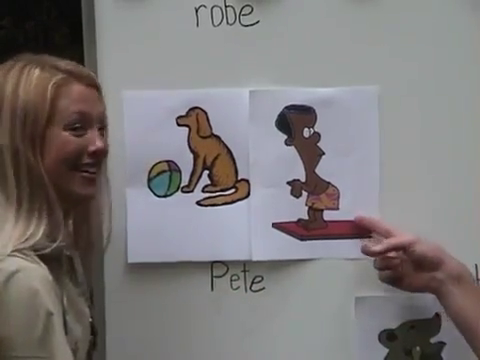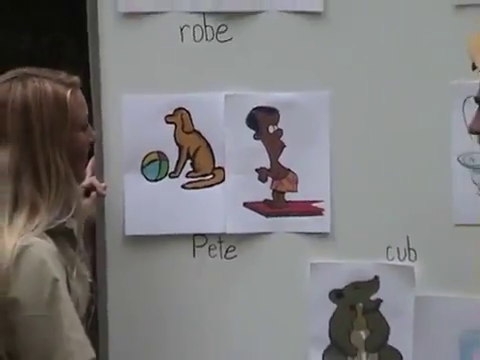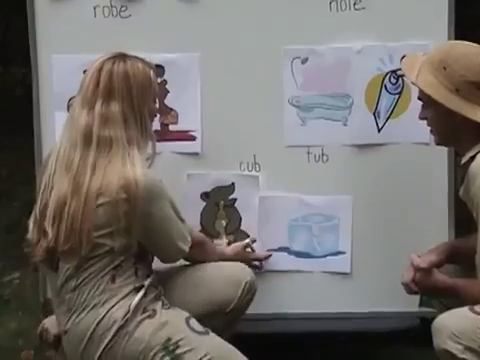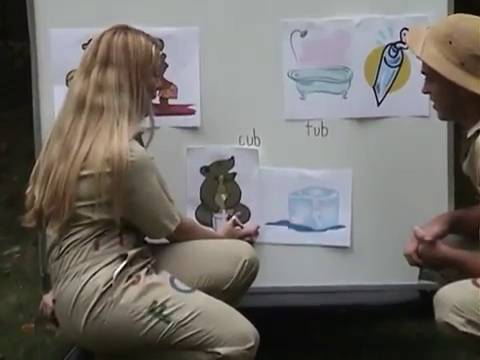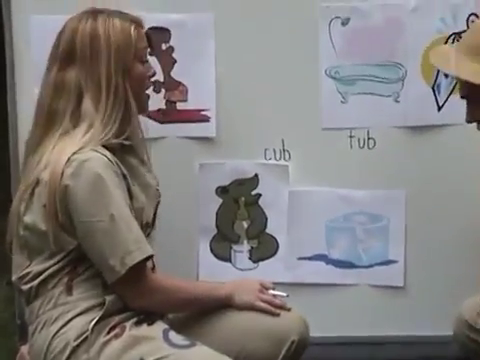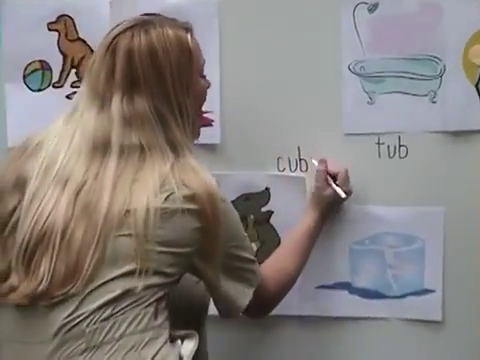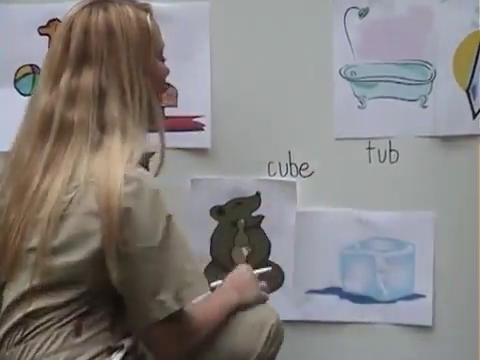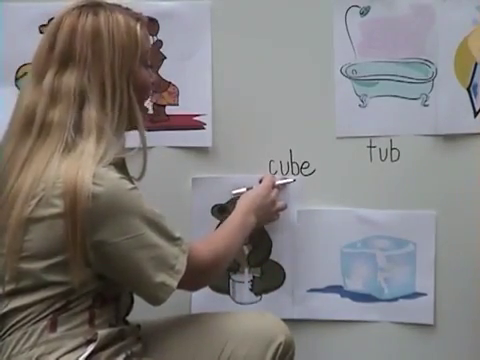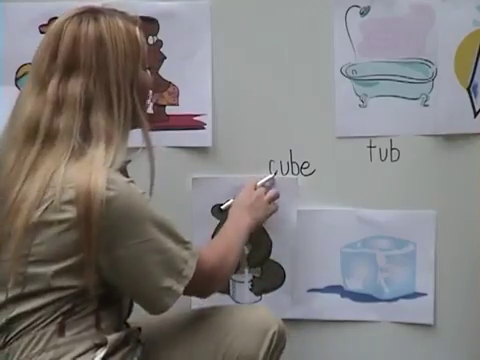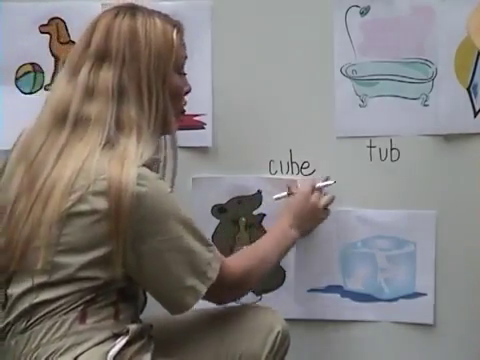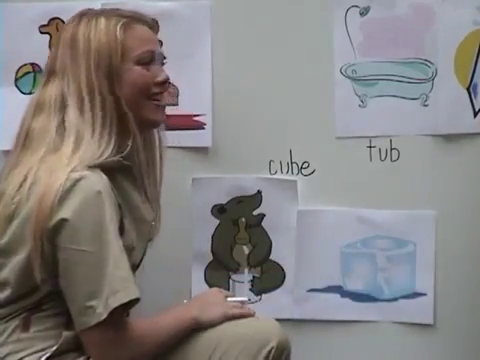Oh, it looks like Pete's getting ready to take a swim. You're right, he is. Okay, now we have the word cub. Cub uses the short U sound. Now, if we put the magic E on the end, it's gonna turn the short U sound into the long U sound, and it's gonna make the word cub, like a bear cub, into the word cube, like an ice cube.